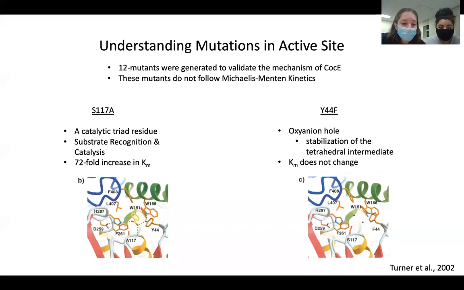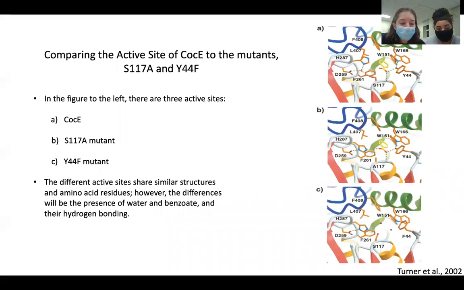for the native enzyme. So to expand more on what occurs in the active site, we have 3 figures on the left, A being cocaine E, the wild type, B being this serine mutant, and C being the tyrosine mutant. So we see that cocaine E wild type has benzoate bound in the active site and a single water molecule indicated by the red sphere hydrogen bonded to the catalytic amino acid residues. While the serine mutant of cocaine E also binds to benzoate, it lacks a water molecule, causing the histidine residue to swing down and form a hydrogen bond with aspartic acid.